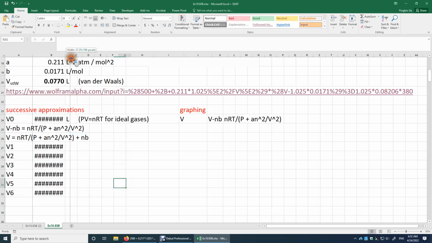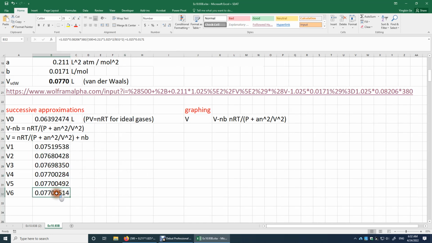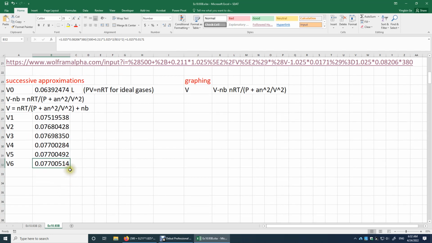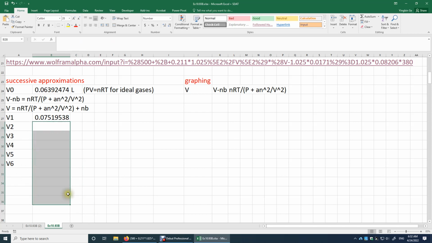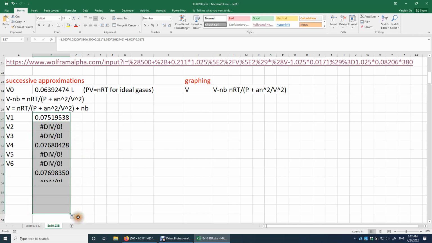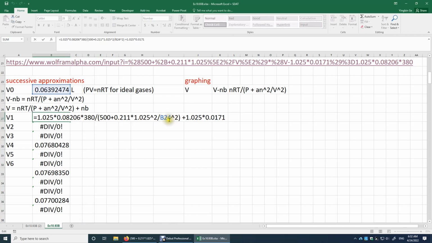All right, and now you can see these two numbers are really close to each other. I just drag it down. If you want to be as precise as 8 decimal places, I can delete all this, click this, look at the bottom right, and drag it down. I think I got something wrong here because of that value.